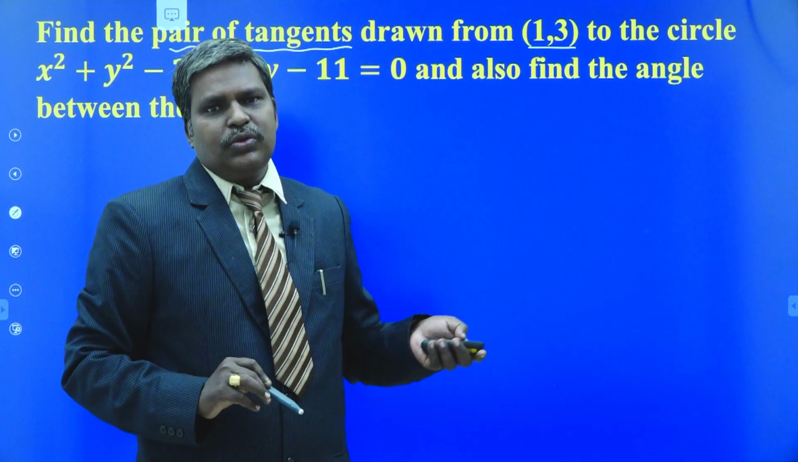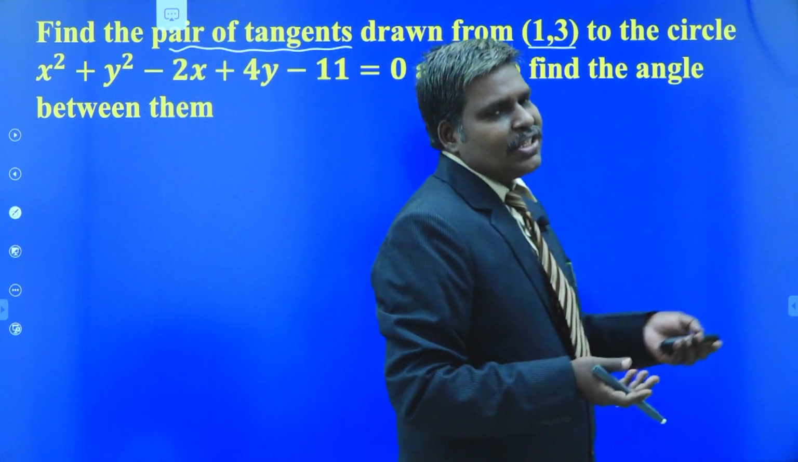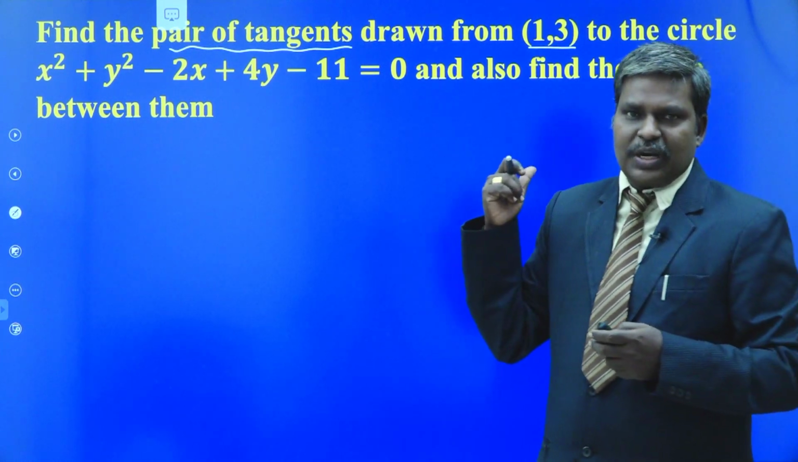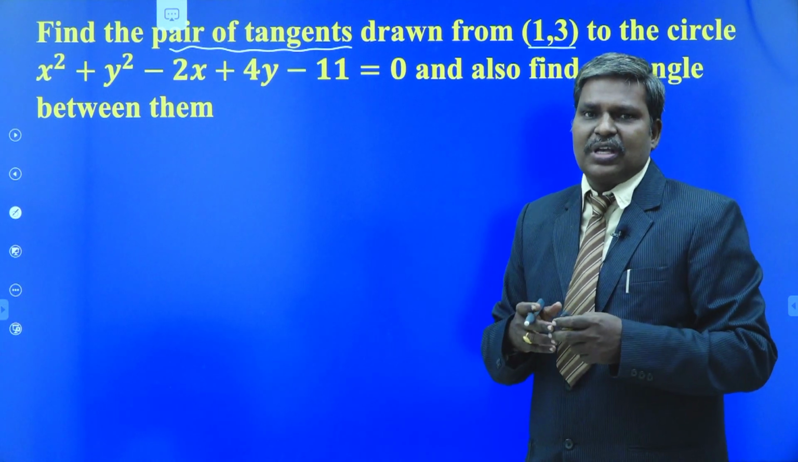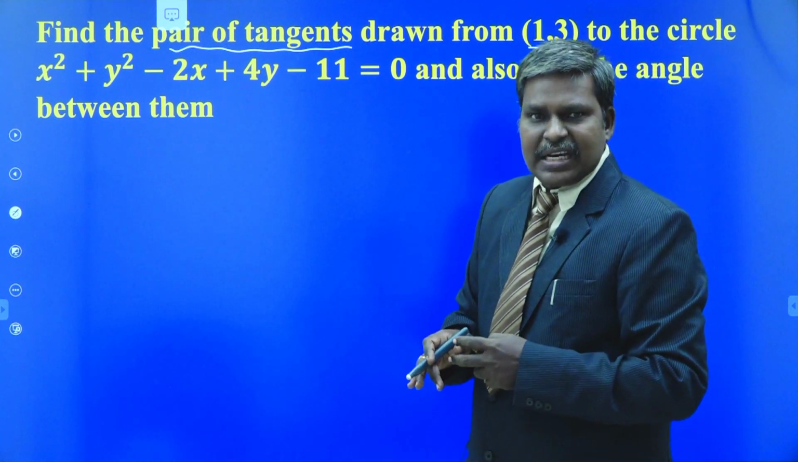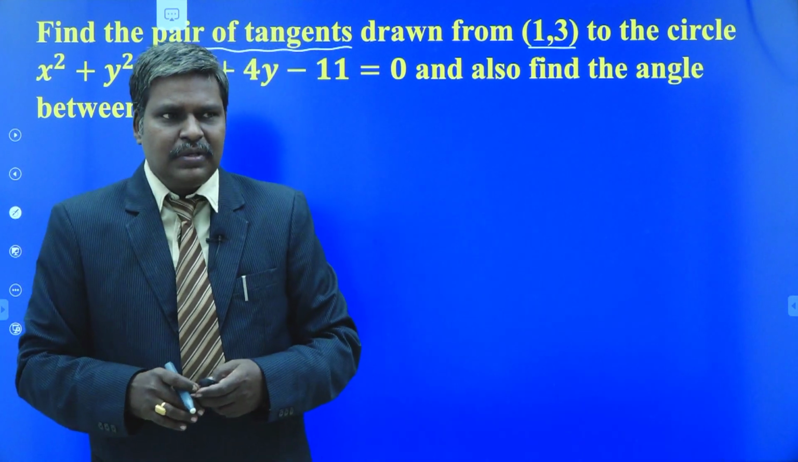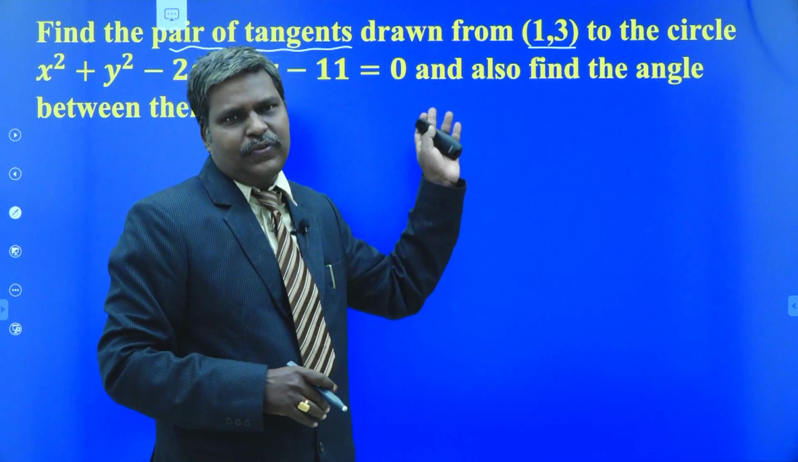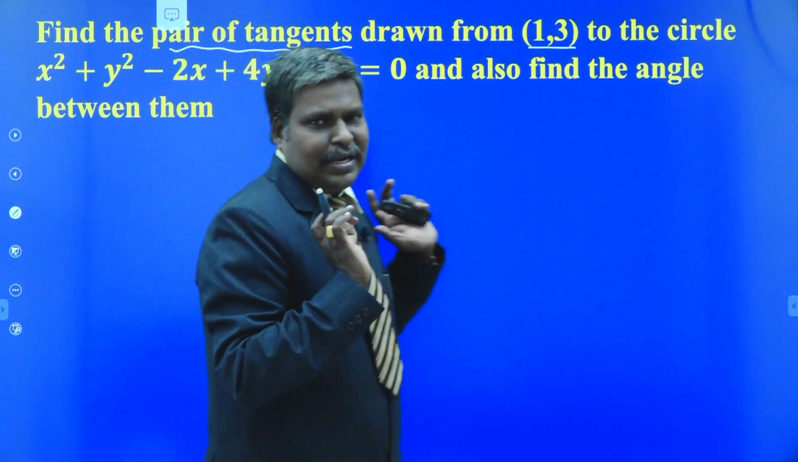In this case, you have to use S1 square is equal to S into S11. Or otherwise, you may apply the previous method also. Write the line equation passing through that point. If it is tangent, apply r equals d. We obtain the values of m. Keep the values of m in y minus y1 equal to m into x minus x1. We get the pair of tangents itself. But they are asking for the combined equation itself. No need to go for that. You just write S1 square equal to S into S11. We get the pair of common tangents itself.